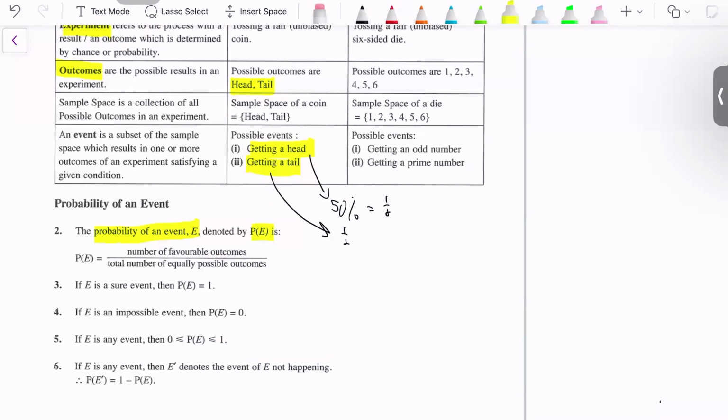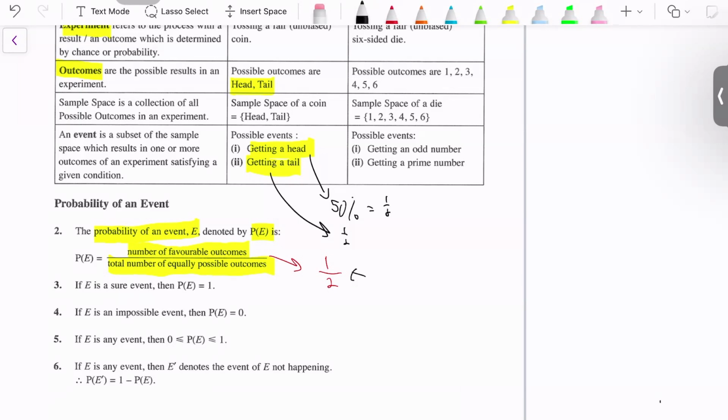Okay. So firstly, let's say we are finding a probability of an event. How do we calculate it? Basically, it's the number of favorable outcomes over the total number of equally possible outcomes. So in this case, in tossing a coin, let's say we want a head. Out of the two outcomes, head and tail, we only want one outcome, which is head. So the total number of possible outcomes, head and tail, is 2. So this gives us our probability of getting a head, which is half.